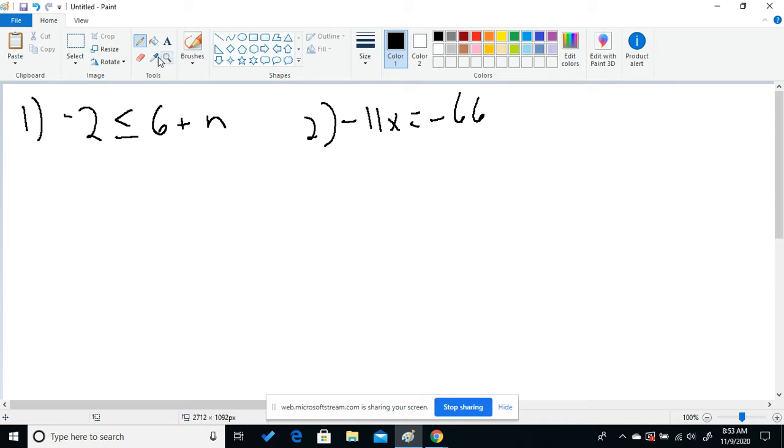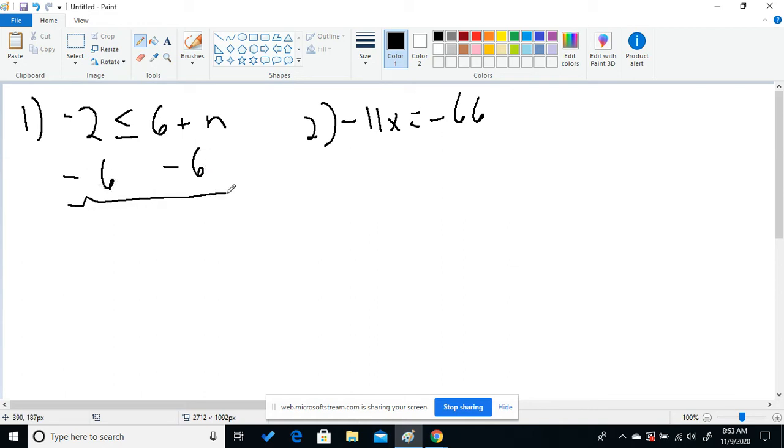So number 1, we have negative 2 is less than or equal to 6 plus n. Okay, so we follow the same steps we do with equations. What we do is we need to do the opposite of what's happening to n. Right now we're adding 6 onto n, so on both sides we need to subtract 6.